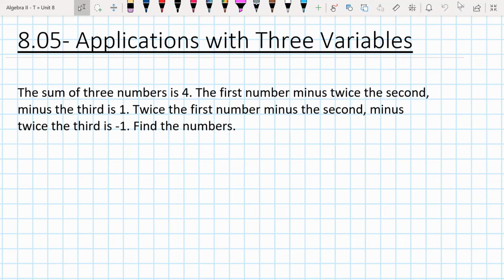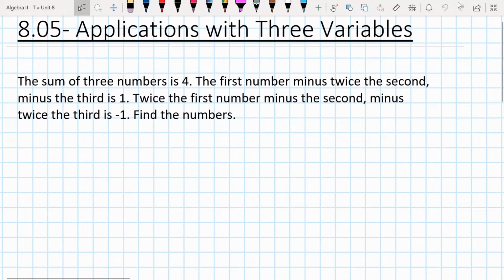Last video we talked about how to solve a 3 by 3 system of equations. This video we're going to go through applications of a system with 3 equations and 3 unknowns. We're going to go through 3 different practice questions that show you how to take a situation, turn it into a system of equations, and then solve that system of equations.